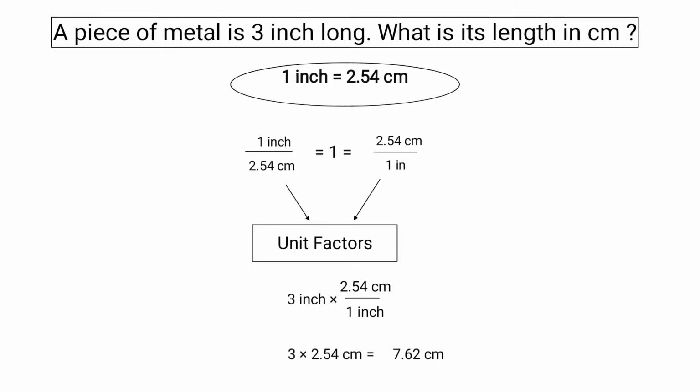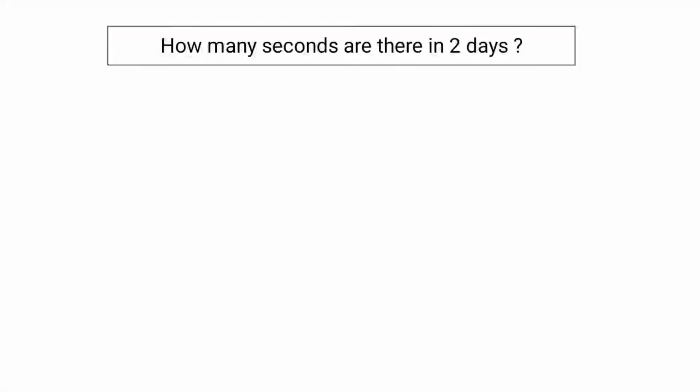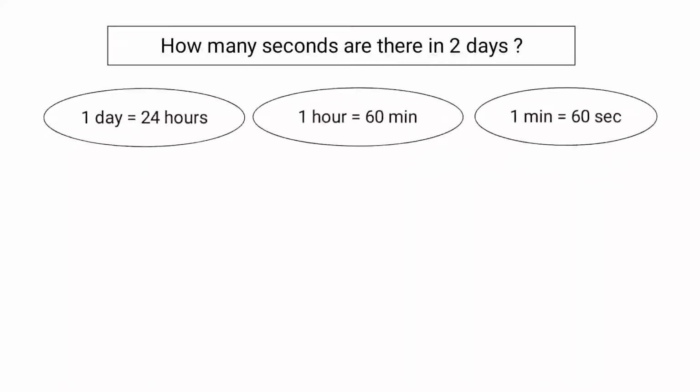Now let us go to one more numerical which includes multiple steps. The question is, how many seconds are there in 2 days? Over here there is no direct conversion between second and days. So let us consider 3 unit conversions, that is 1 day is equal to 24 hours, 1 hour is 60 minutes and 1 minute is 60 seconds.